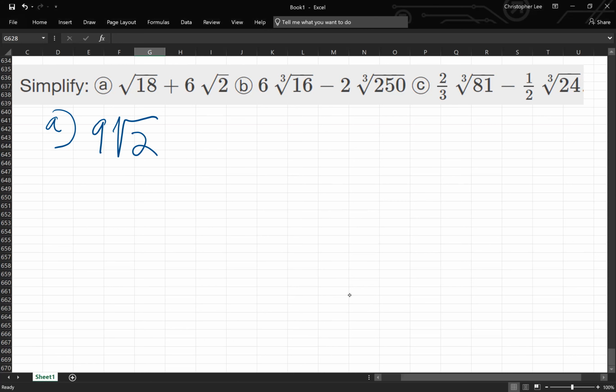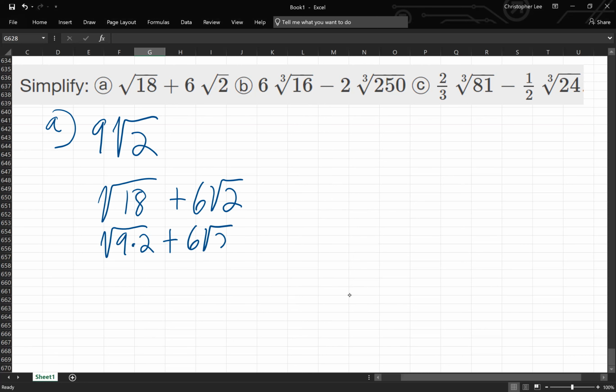Oh, so you have square root 18, right? Plus 6 square root 2. And then what's the largest perfect square that goes in 18? 9, right? So this is square root 9 times 2 plus 6 square root 2. And then the square root of 9 is 3, right? So 3 square root 2 plus 6 square root 2. All right, they got the same radical, same radicand, so we're just going to add the coefficients. So 3 plus 6, that's 9 square root 2. And that's it.